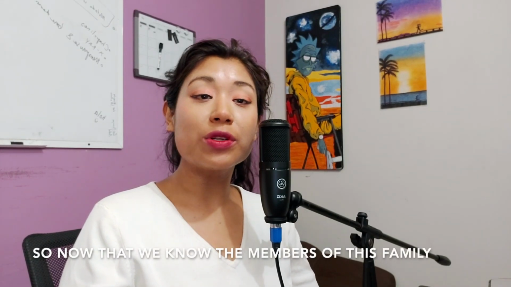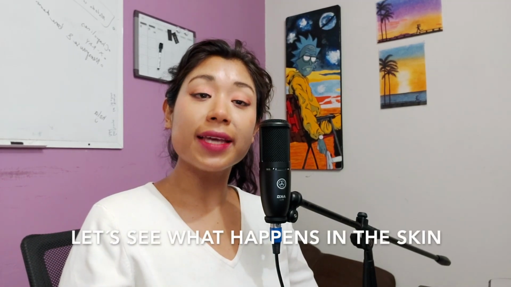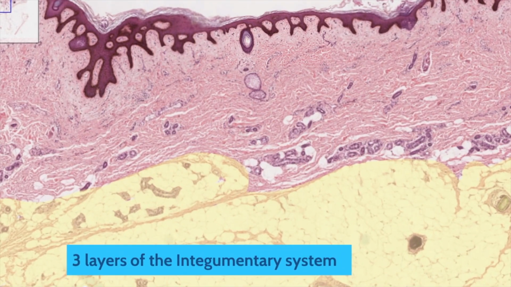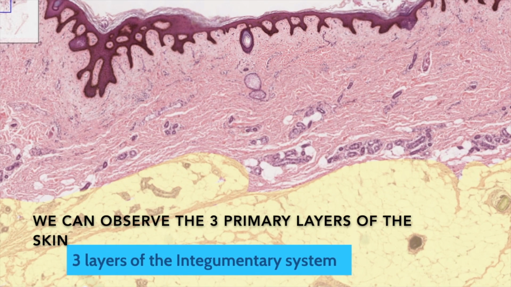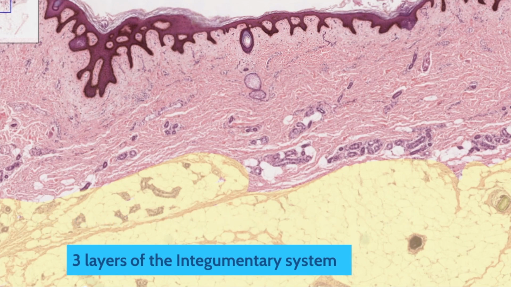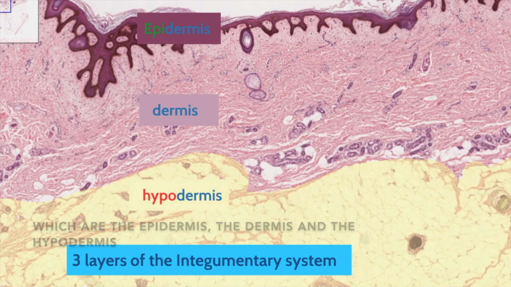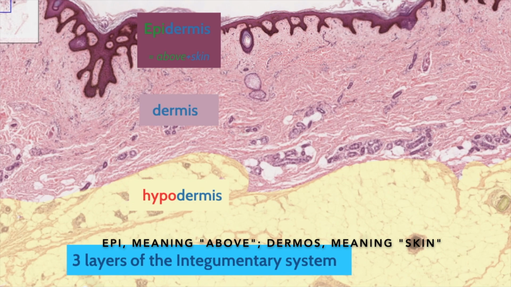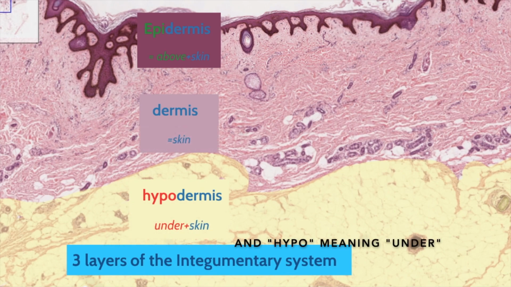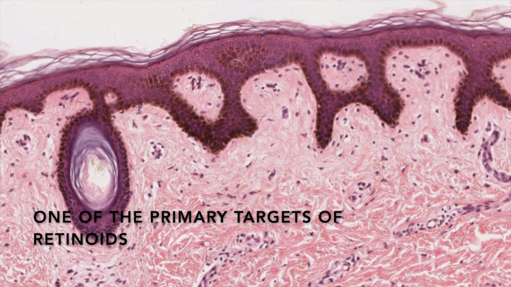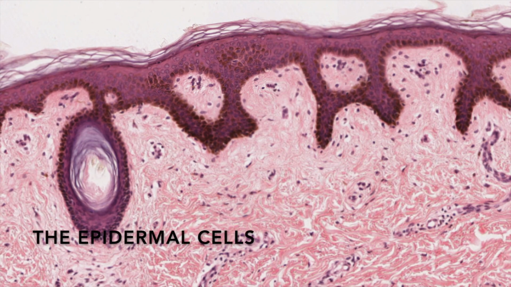So now that we know the members of this family, let's see what happens in the skin. As you can see, this is a superficial view of the skin. Now let's get a closer look. We can observe the three primary layers of the skin, which are the epidermis, the dermis, and the hypodermis. Epi meaning above, dermos meaning skin, and hypo meaning under. Now let's zoom in and see a little bit more closely one of the primary targets of retinoids, the epidermal cells.